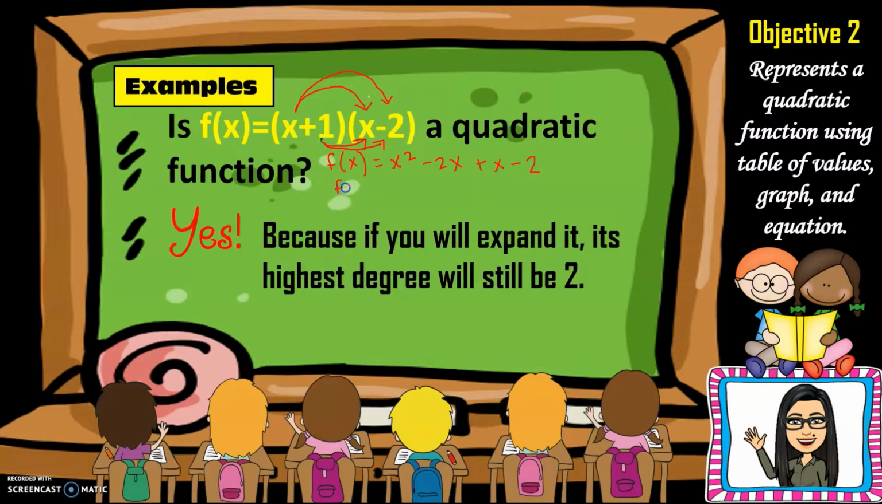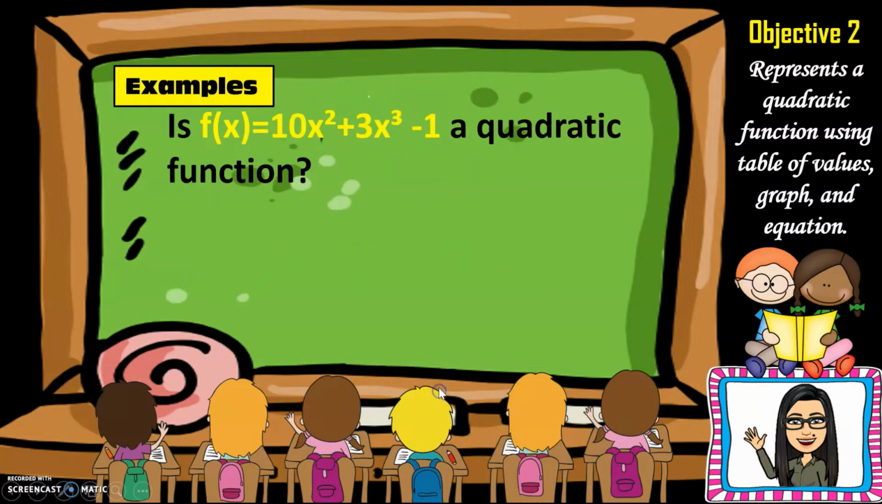So, combine like term tayo. Copy f of x is equal to combine like term. So, we have negative 2x plus x. Just copy this one. So, we have x squared. And syempre nga, combine like term. So, negative 2x plus x, we have negative x. And then just copy negative 2. Since wala nang like term, dito po na siya nagtatapos. So, as you can see, kapag na-expand natin itong function na to, nakakita pa rin tayo that the highest degree ay 2 pa rin. So, I can say that the given is an example of a quadratic function.